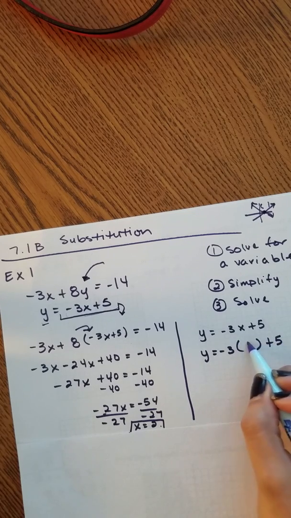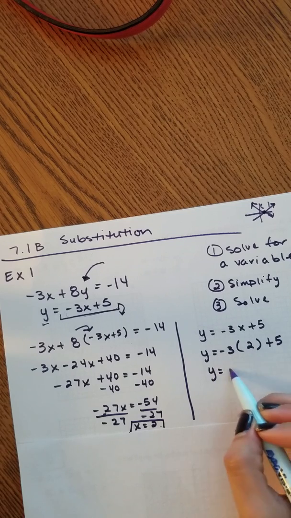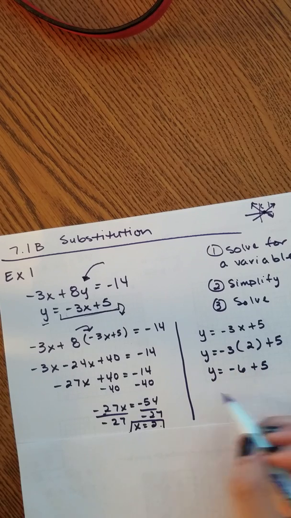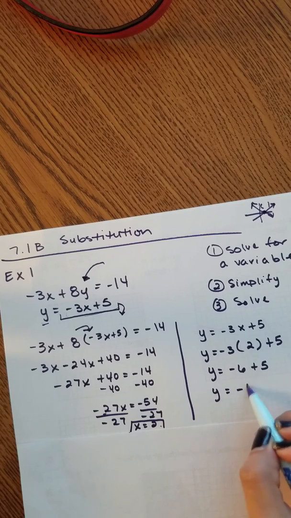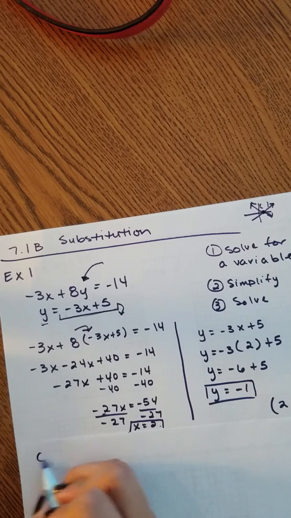We know that x equals 2, so I substituted in there. Y is equal to negative 3 times 2 is negative 6 plus 5. Y is equal to negative 1. Okay, so our solution here is the point 2, negative 1. Now, again, the most important thing that you need to do is check your work.